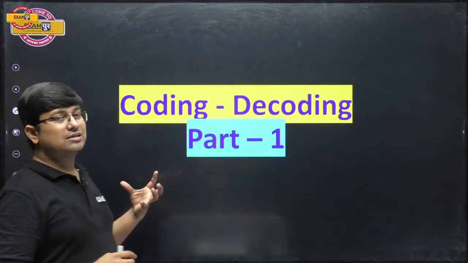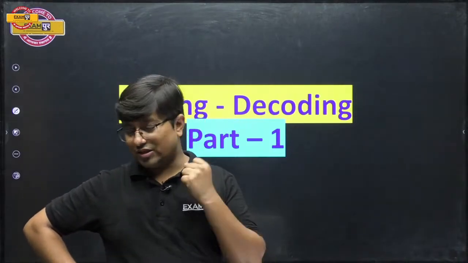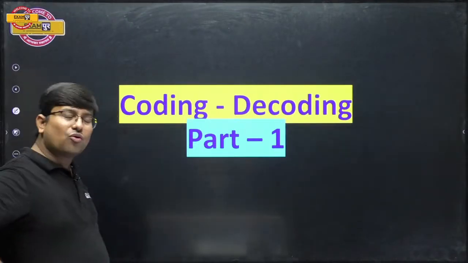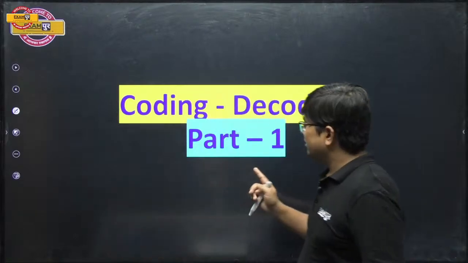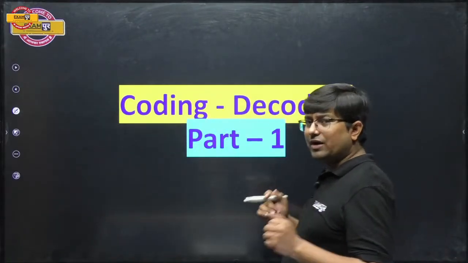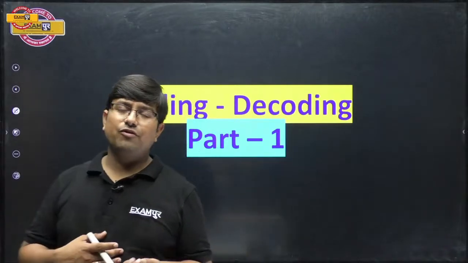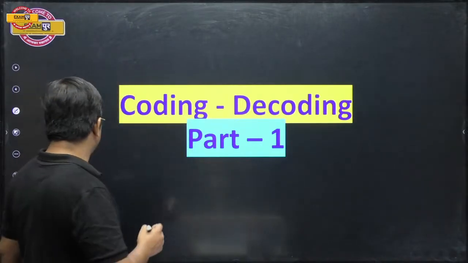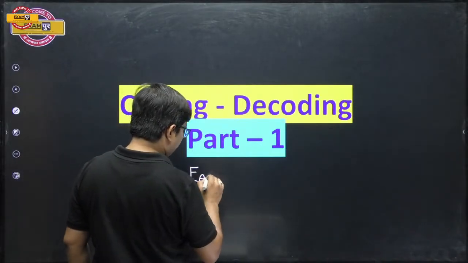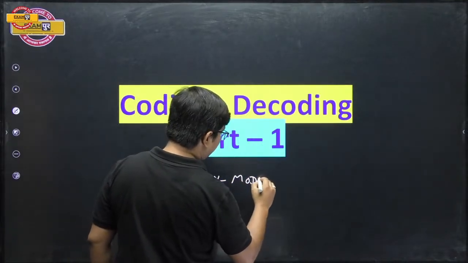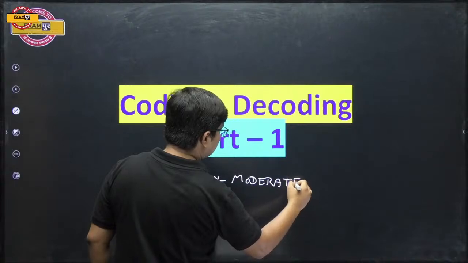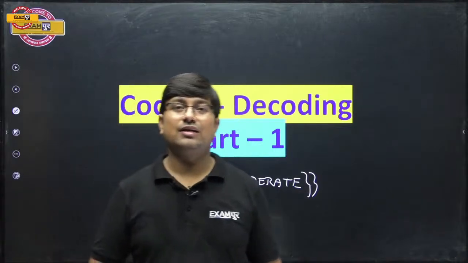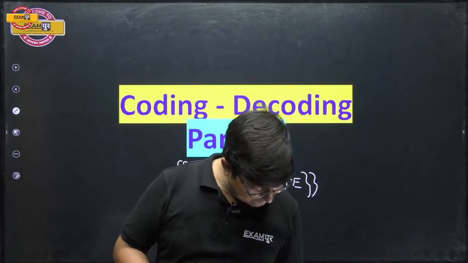The heading is part 1 of coding decoding. My dear students, let me be very clear. If we talk about coding decoding, we will be doing it in 2 parts. Today in part 1, we would be doing the easy to moderate level questions. But in the very next class, that is tomorrow, the level of questions would be moderate to difficult. All right, clear everyone? Now moving ahead.